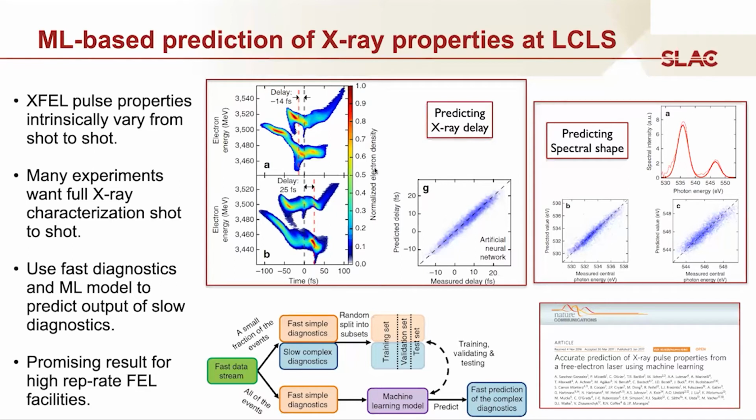And they were able to predict that using neural networks, just from using the output of fast diagnostics that are available on a single shot basis. And this is a promising result, not just for LCLS, but especially in the future for high rep rate FELs, where you know that you won't be able to measure every single shot, but you still would like to have this kind of information available so that you don't waste a lot of your data and you can use it in post-analysis of your experimental results.